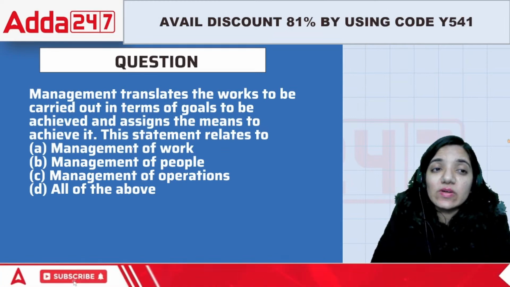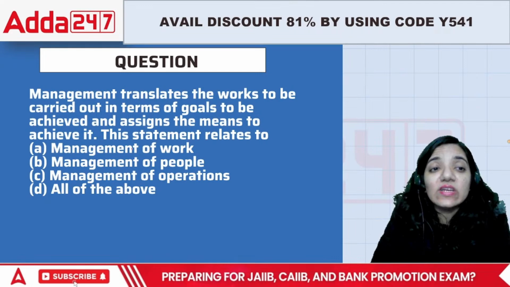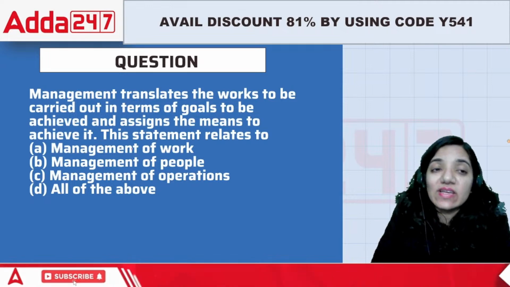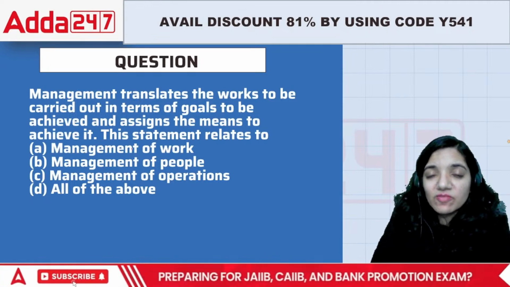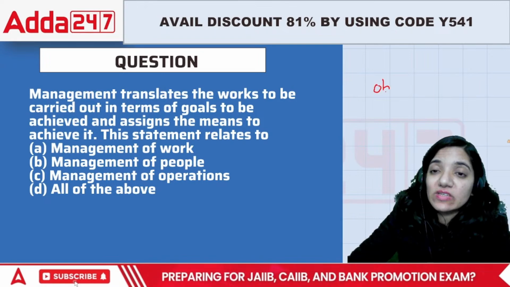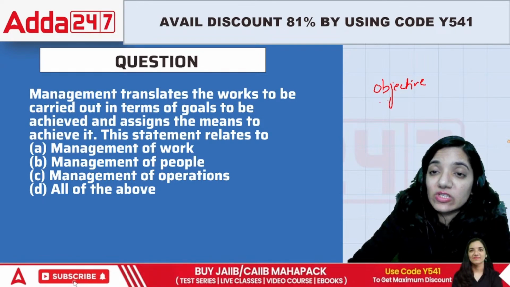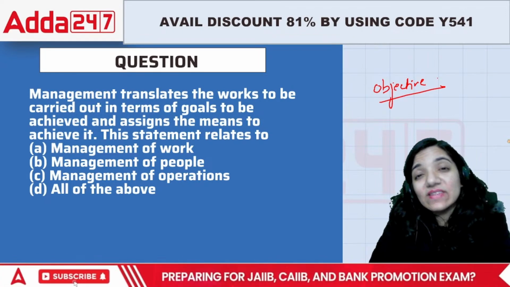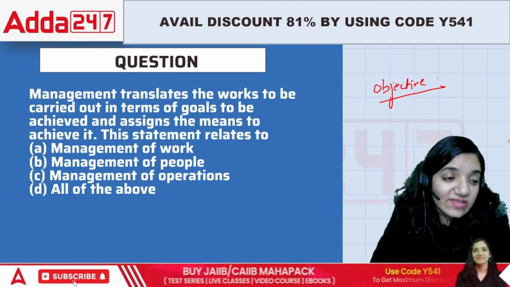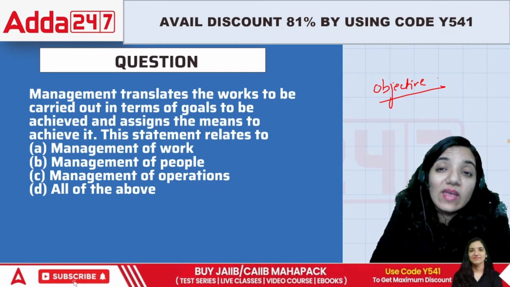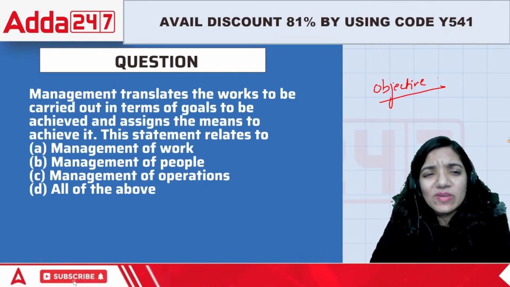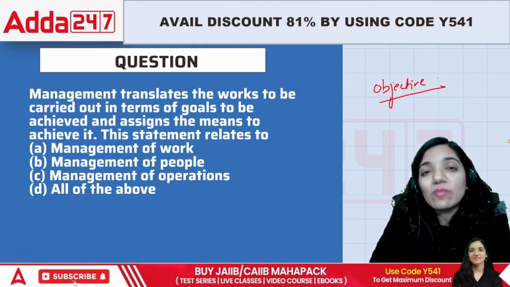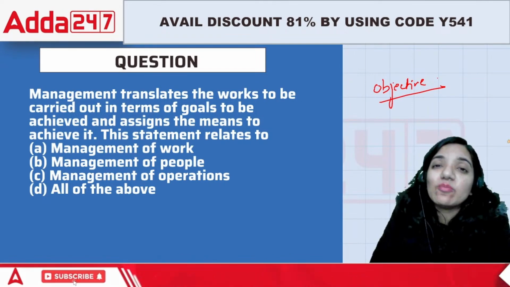Management translates the work to be carried out in terms of goals to be achieved and assigns the means to achieve it. This statement relates to... In terms of management, the organization will have a specific objective. The question that we just did is called a case study or descriptive question. These can be asked in the examination again, because in the CAIIB we always have case study based questions. In module A, you'll not get any numericals, but you'll get such questions in case they would like to check your concepts. That is what you can prepare for in module A.